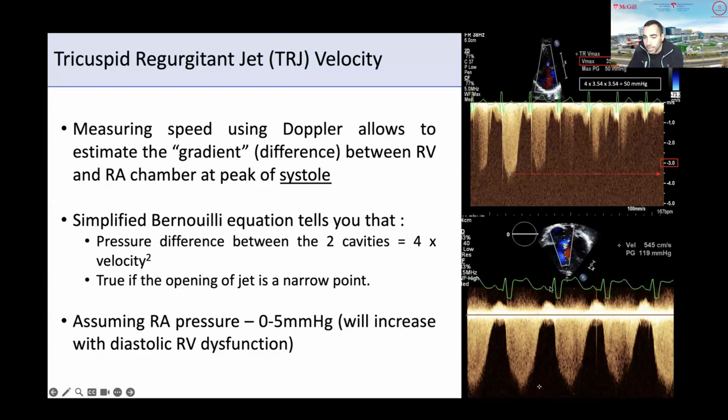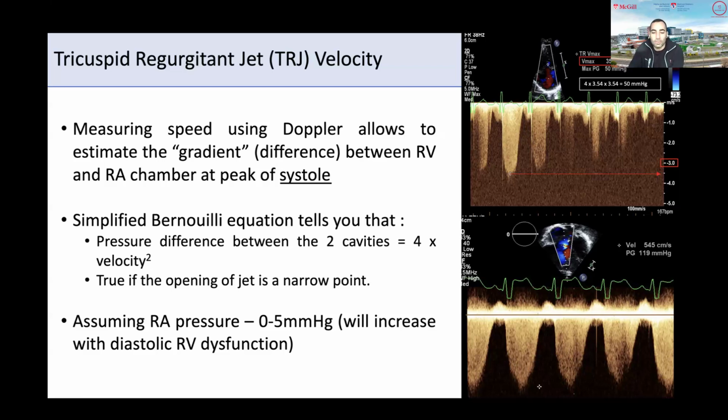So if I follow my ECG, I get my QRS, I activate my ventricular systole, my ventricle starts to pump, and eventually I get a peak speed of blood flow from my right ventricle to my right atrium. And so if I translate this 5.5 meters per second into the Bernoulli equation, I get 119 millimeters mercury. So it tells me that between my RV and my RA, I have a gradient of 119.